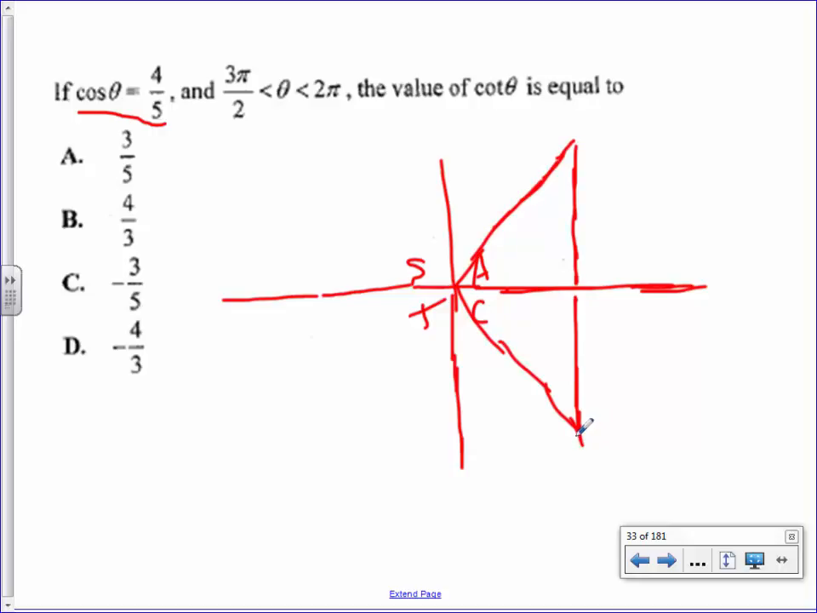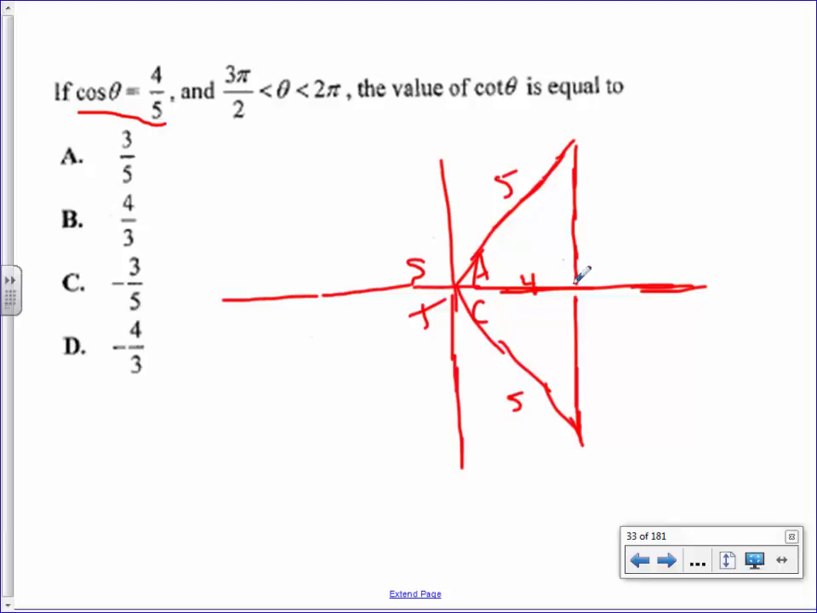And if I labeled stuff out, cosine is equal to adjacent over hypotenuse. Is this actually a unit circle at this point? I guess not, because if the adjacent is 4 and the hypotenuse is 5, it's not exactly a unit circle. I could make it a unit circle if I kept dividing everything by 5. I mean, I could make this be 0.8, and that could be 1 if I wanted, but I'll just work with it as not a unit circle for now. Does anybody know what the other side is going to be just off the top of their head?